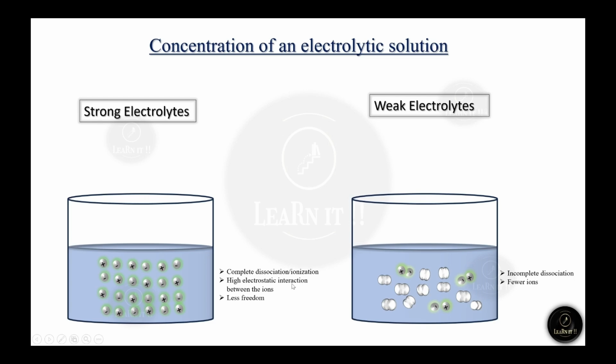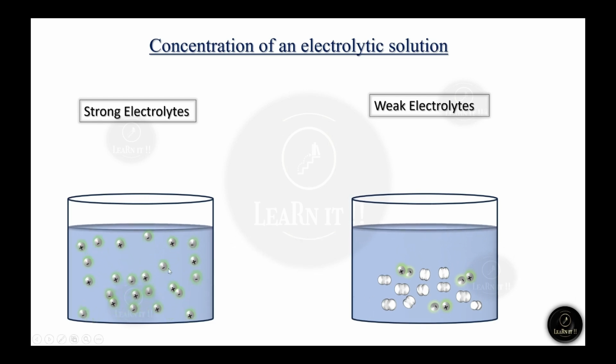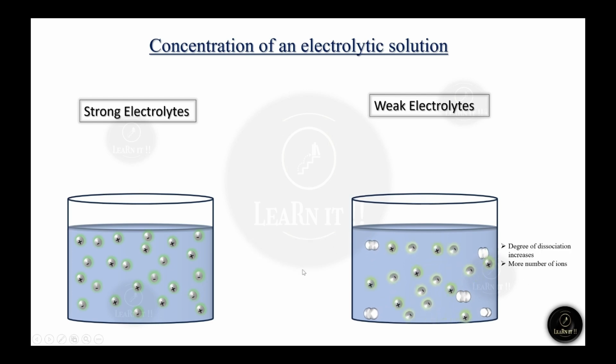So when we put water, in the case of strong electrolytes, the distance between the ions increases, and there is less electrostatic interaction between the ions of opposite charges. So there is more freedom for the ions to move. With respect to weak electrolytes, as the dilution increases, the degree of dissociation increases. It means more ions are produced.